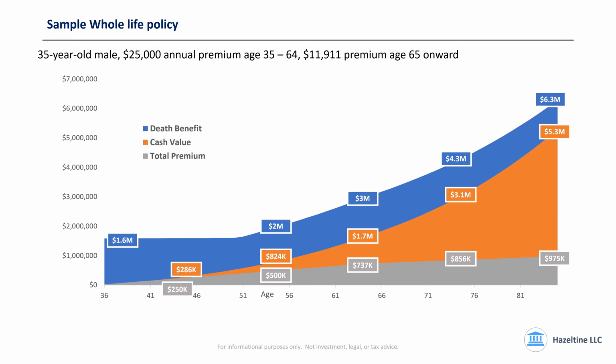And if we play it all the way out to age 85, which, by the way, this policy would continue beyond that, it's a permanent policy. It stays in force until the day you die, but we just projected it out to age 85 here. You've paid $975,000 into the policy over the course of roughly 50 years. You have a $5.3 million cash value balance available to you and a $6.3 million death benefit.